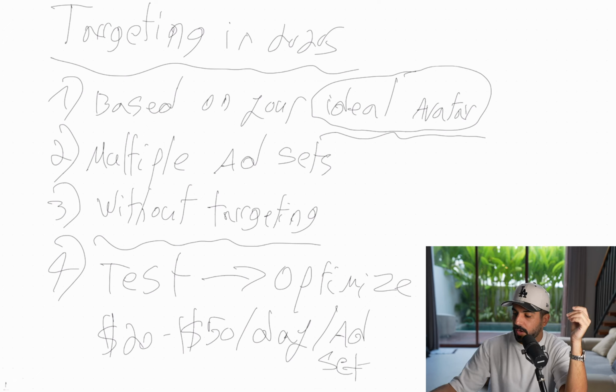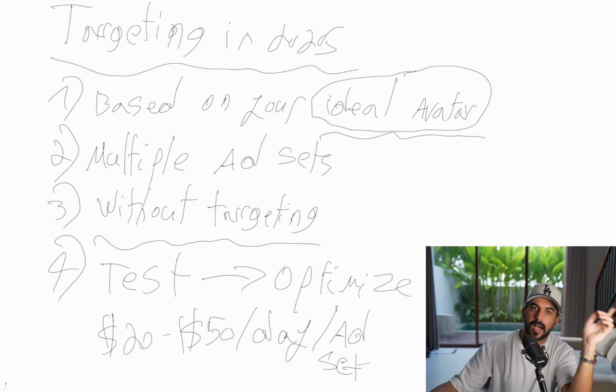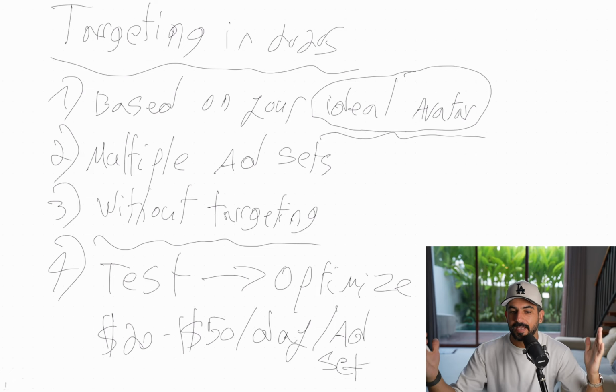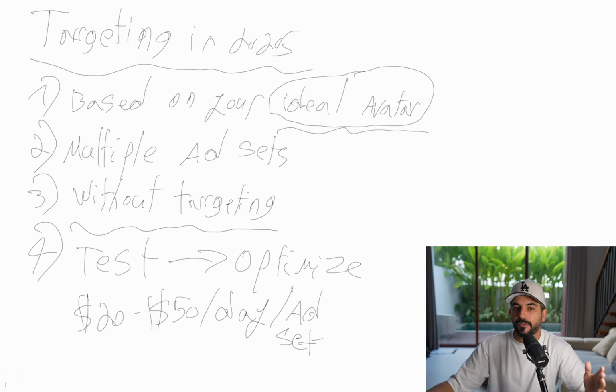So we would test it, let it run for a week, and then we would optimize, meaning that we would kill these other ad sets that aren't performing as well as the one that is ripping, the one that is actually crushing it, and we would allocate the budget to the one that is crushing. This is how you do targeting. It's a very simple formula on how to run Facebook ads successfully.